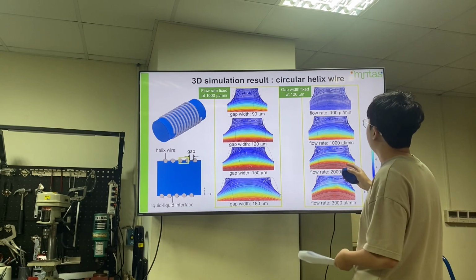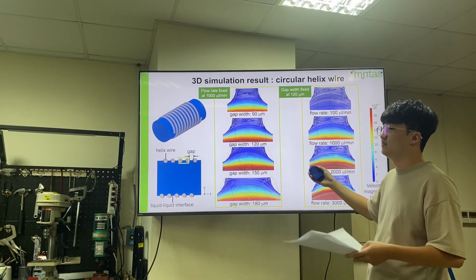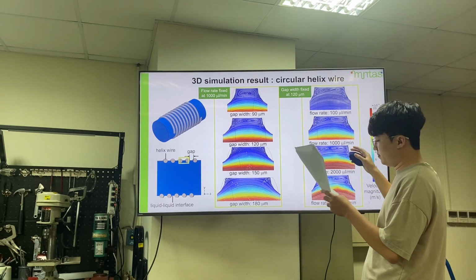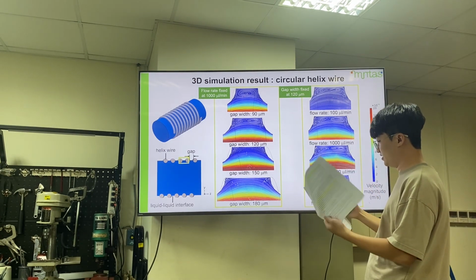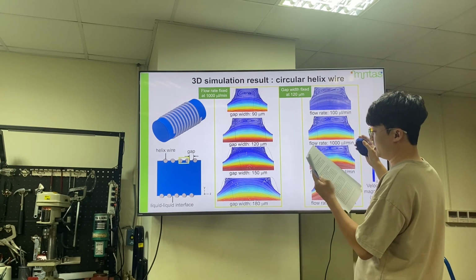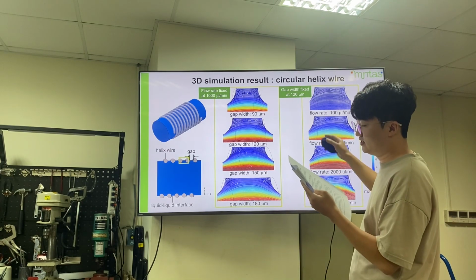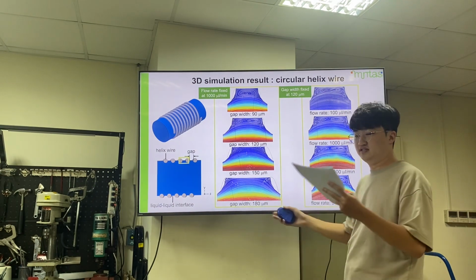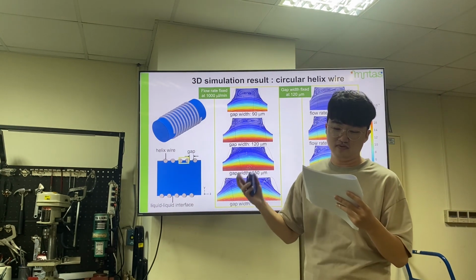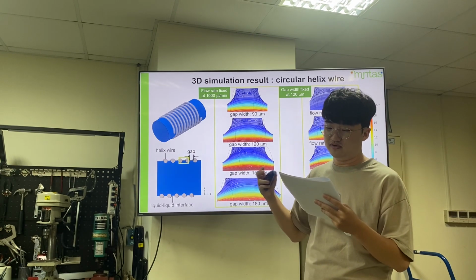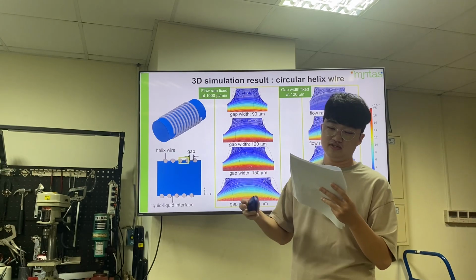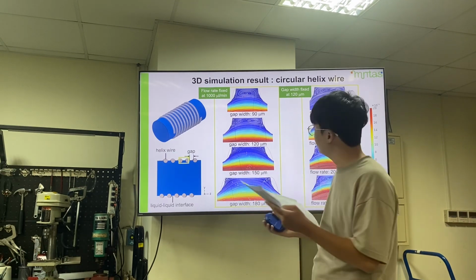When the gap width is 120 micron, the shape of the vortex remains relatively unaffected regardless of the flow rate. Comparatively, changing the gap width has a more pronounced impact on the vortex shape than altering the flow rate.